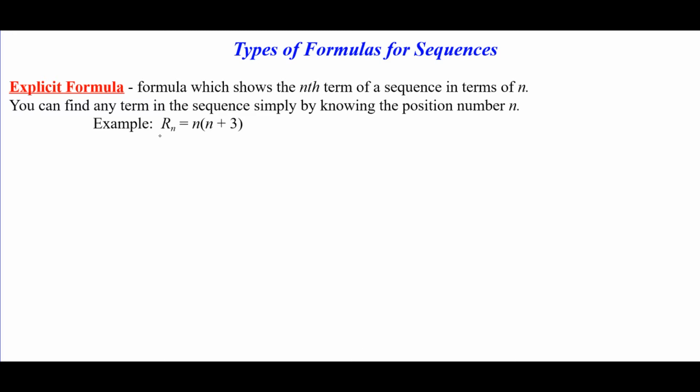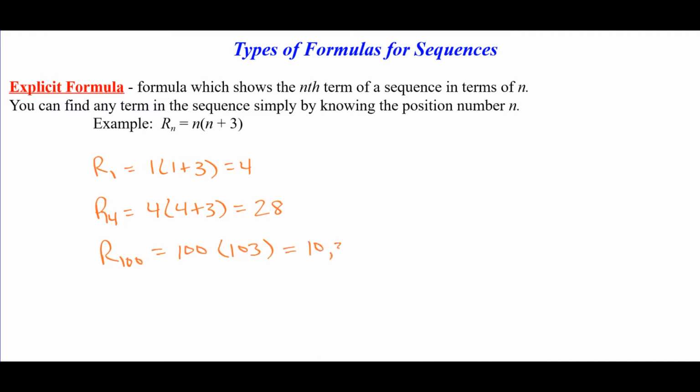So in an example here, I have r sub n equals n times n plus 3. So if I want the first term, r sub 1, we just plug 1 in for n. So 1 times 1 plus 3, which is going to give us 4. If I want the fourth term, r sub 4, we're just going to go 4 times 4 plus 3. So 4 times 7 is 28. If I want the 100th term, r sub 100 is 100 times 103, which is going to give us 10,300. So I can generate those terms very easily just by putting in the position number.